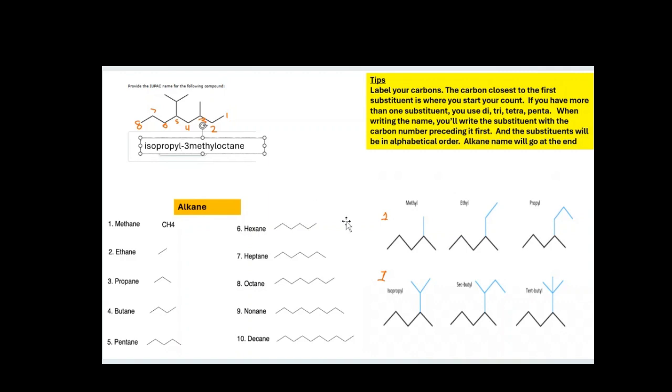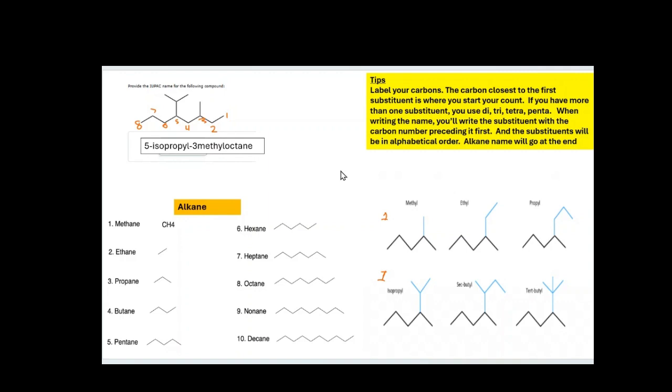And then at the end, I just got to identify what carbon the isopropyl is on. And I see that it's on carbon number 5. So this right here will be 5 isopropyl, 3 methyl, and then the alkane name at the end. So again, a fairly simple process.